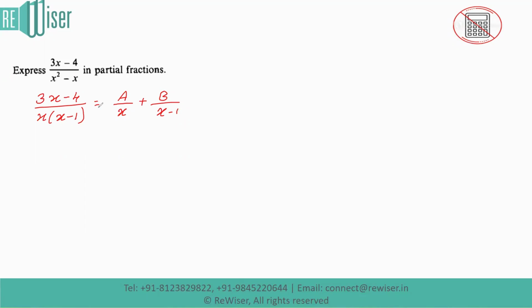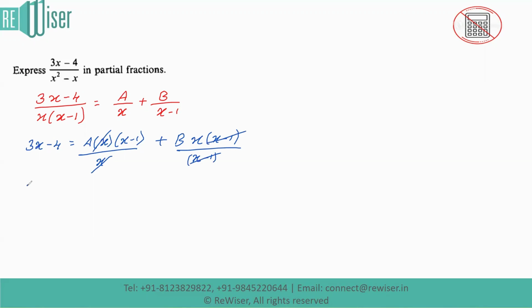Now, if I take this x times (x minus 1) to the other side, it's going to be 3x minus 4 equals A times x times (x minus 1) multiplied to both the numerators. So it's A times x into (x minus 1) over x, where x and x get cancelled out. Similarly, B times x into (x minus 1) over (x minus 1), where (x minus 1) and (x minus 1) get cancelled out.